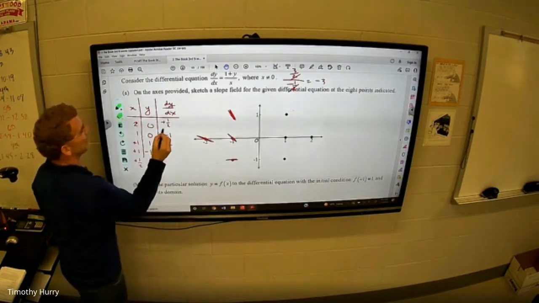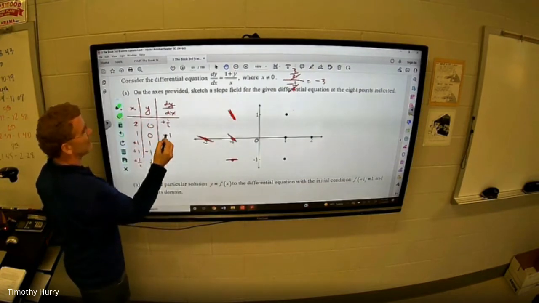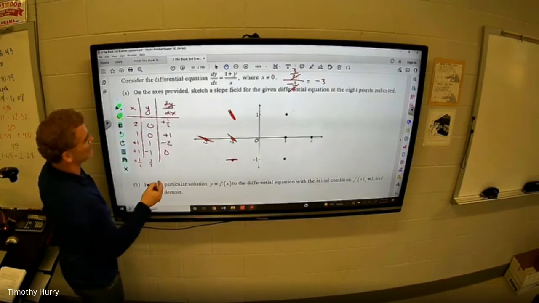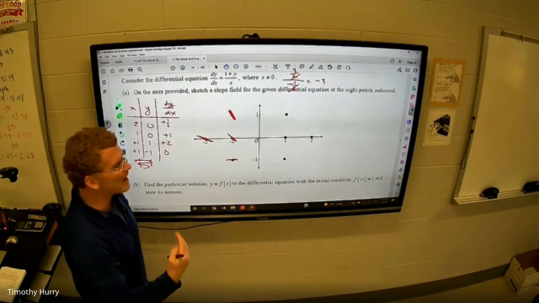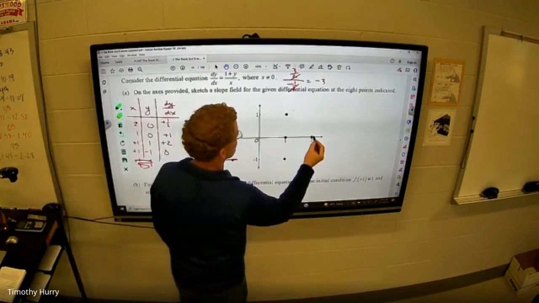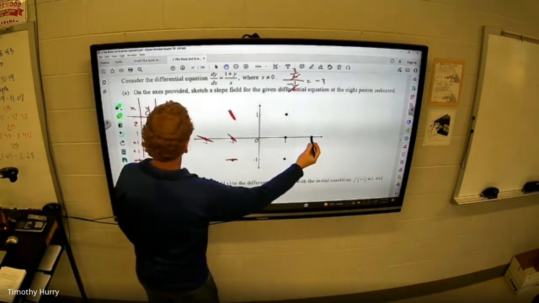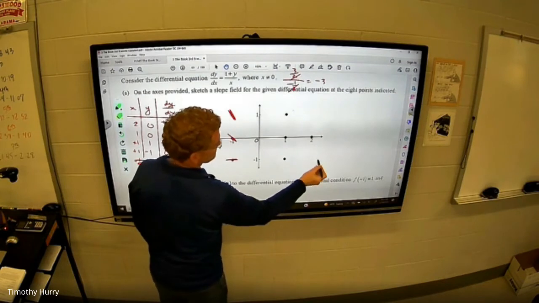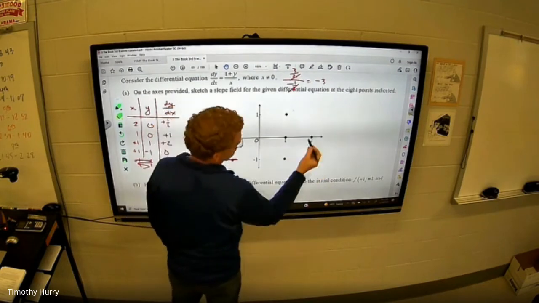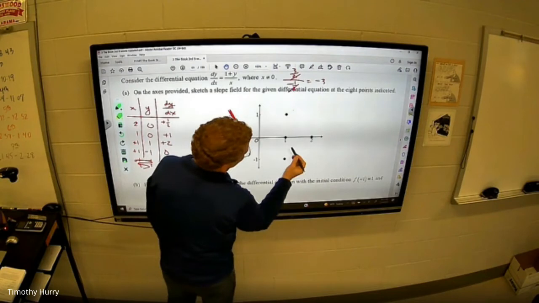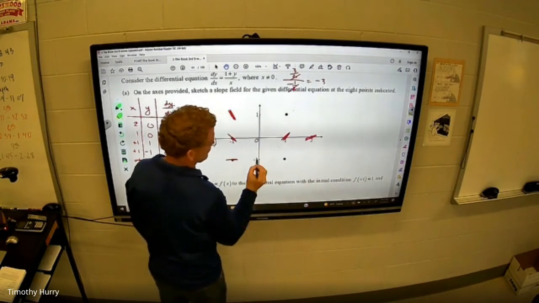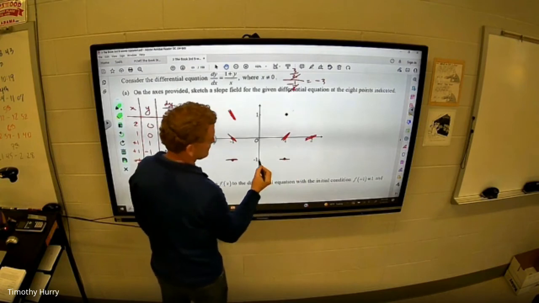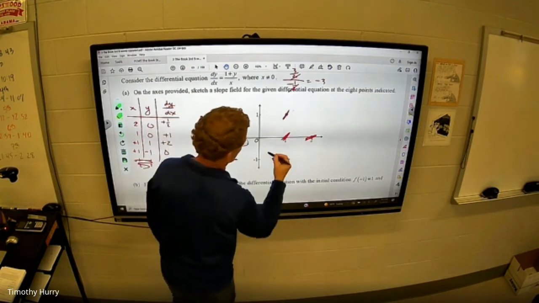Positive 1/2. At 1, 0, I'm getting positive 1. At 1, 1, I'm getting positive 2. So I'm really getting the exact same thing, but now they're positive values. So you can see at 2, 0, I'm still down 1, left 2, or up 1, right 2. I'm still heading towards that same point. Here, still heading towards that same point. Here, still heading towards that. Here, still heading towards that.